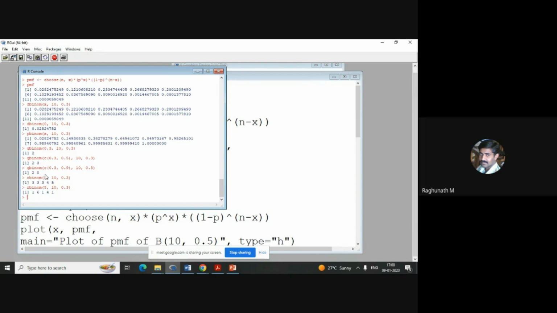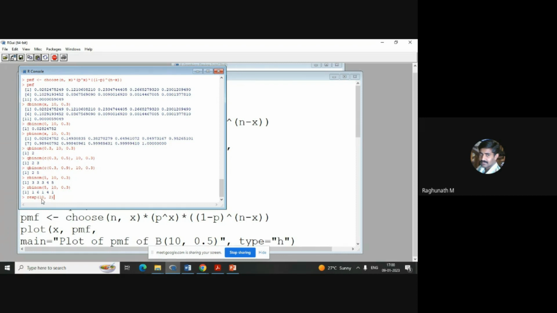Let me explain one continuous distribution. I'll be considering the exponential distribution. Let me take rexp. Suppose I want to generate 10 observations with parameter value 2. So the arguments for this function are only 10 and 2.